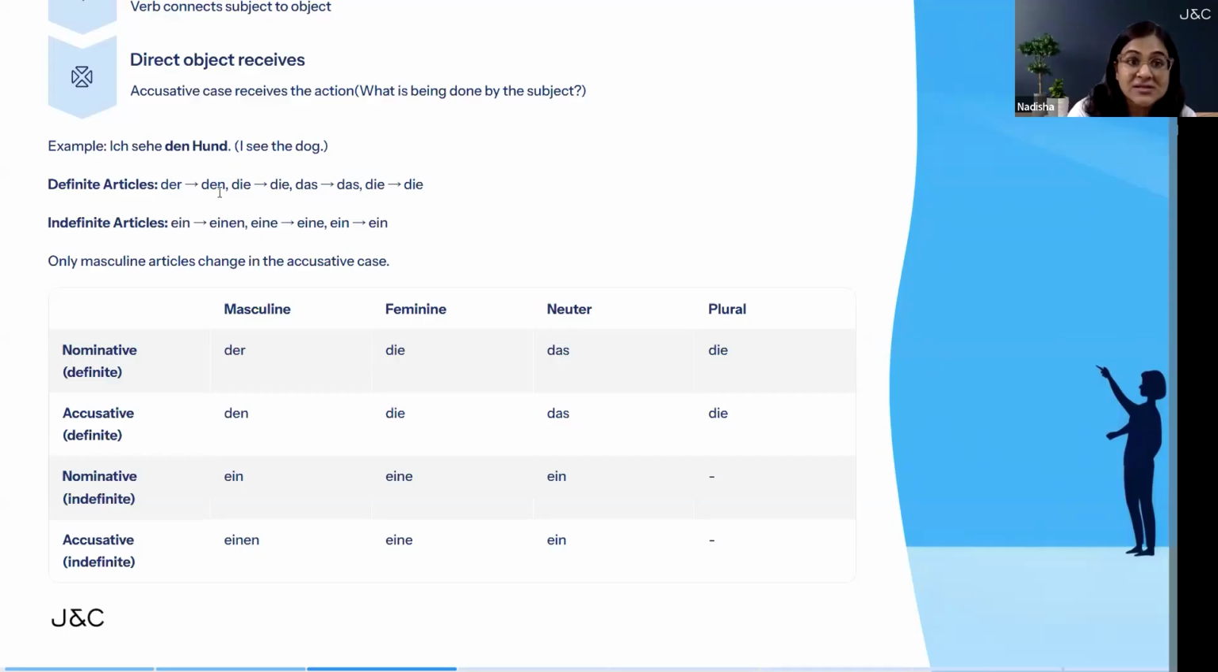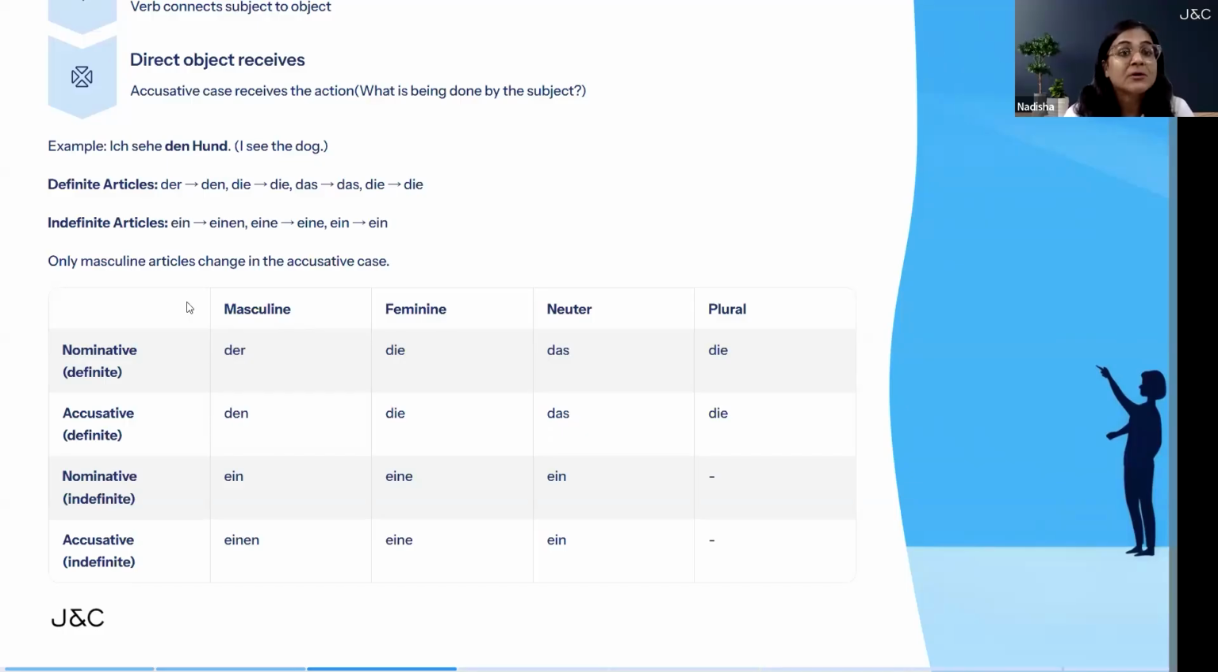Okay. Nominative is der, die, das, die. Right? See here. Der, die, das, die. But accusative becomes den, die, das, die. The change is only for the masculine here. Der changes to den. Okay. Der changes to den. Feminine remains the same, die. Neutral remains the same, das. Plural also remains the same, die. Only the nominative der will become den in accusative.